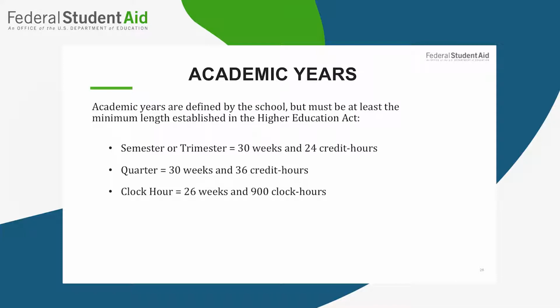If you work at a quarter school, your academic year has to be defined as at least 30 weeks and 36 credit hours. And if you work at a clock hour school, the academic year for federal student aid purposes has to be defined as 26 weeks and 900 hours. These are minimum measures. They can be defined higher than this.